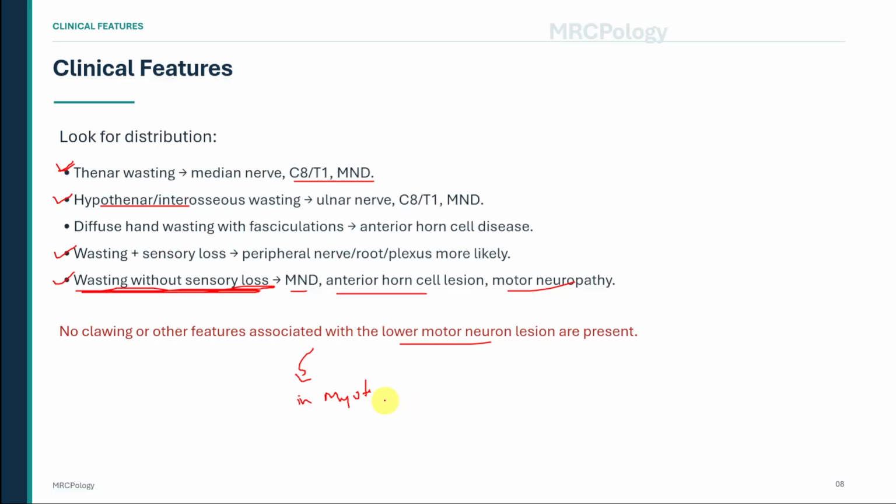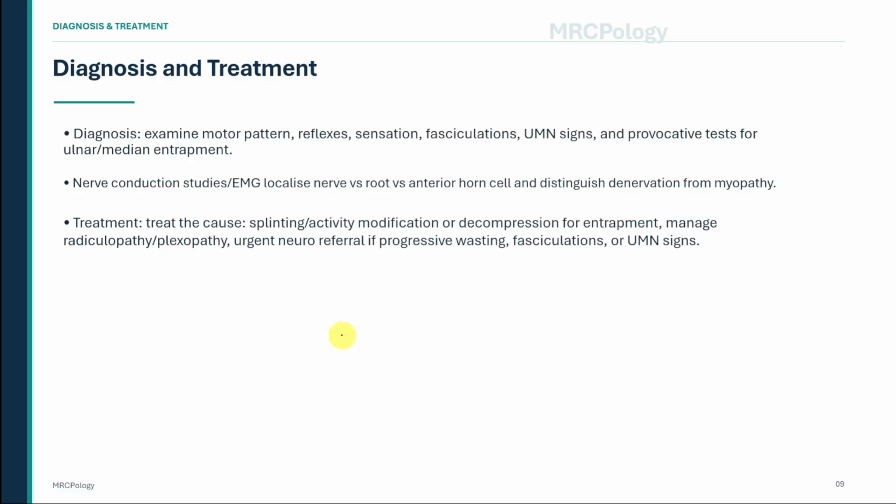To determine the cause, assess the pattern of weakness carefully. Examine tone and reflexes. Map sensory loss. Look for fasciculations and search for upper motor neuron signs. Perform appropriate provocative tests for median and ulnar nerve entrapment, such as Tinel's and Phelan's tests for carpal tunnel syndrome, and assessment around the cubital tunnel for ulnar neuropathy.